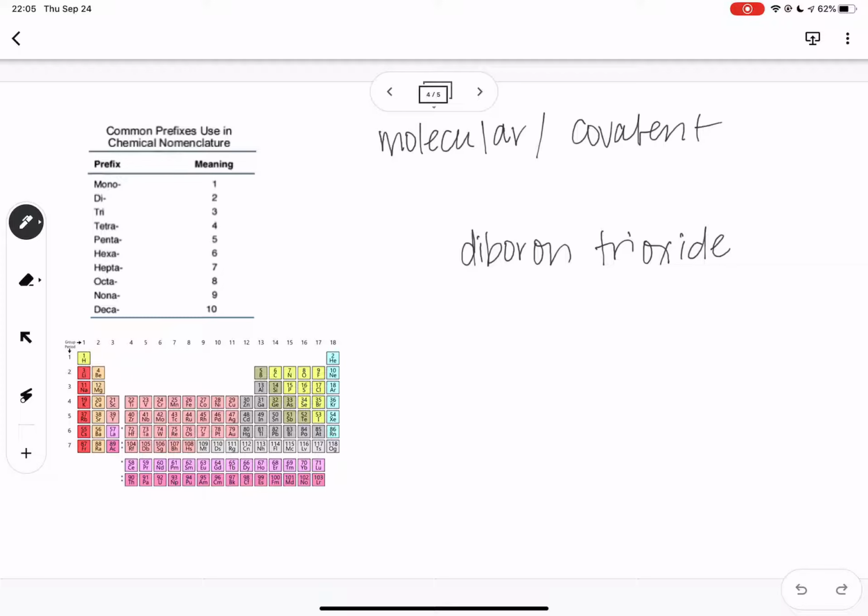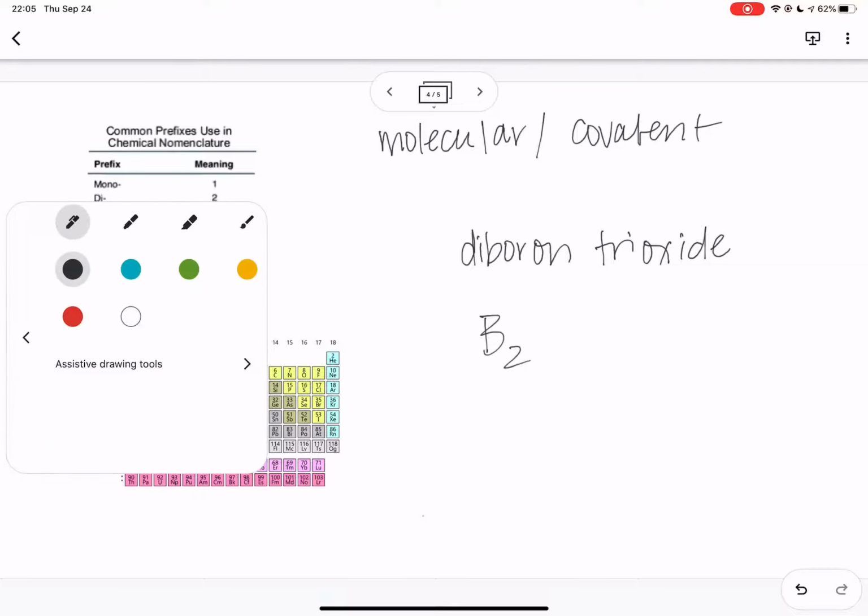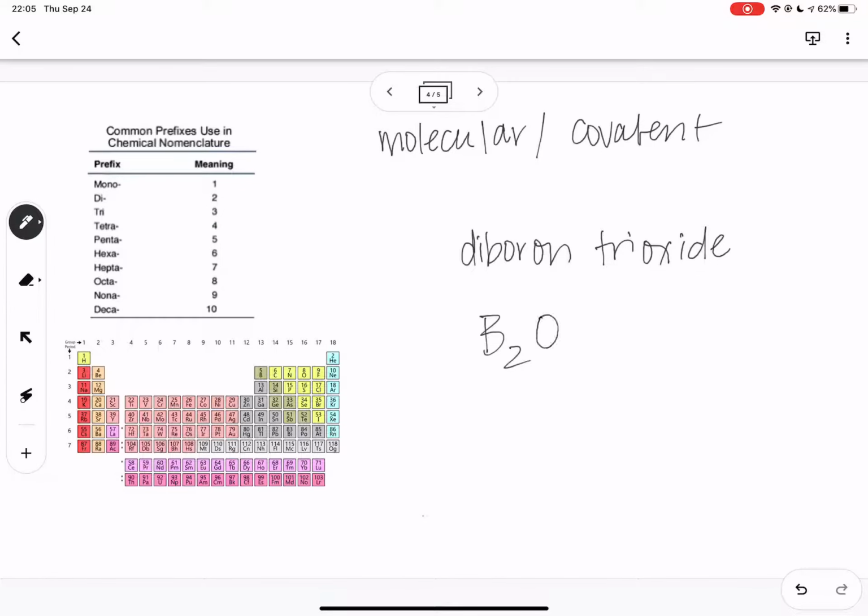So I know that di means 2. Okay. So I come down here and I look for boron. Here's boron, so that's a B. And there are 2 of them, B2. And then oxygen is here, I have 3 oxygens, O3. B2O3, that's the formula.